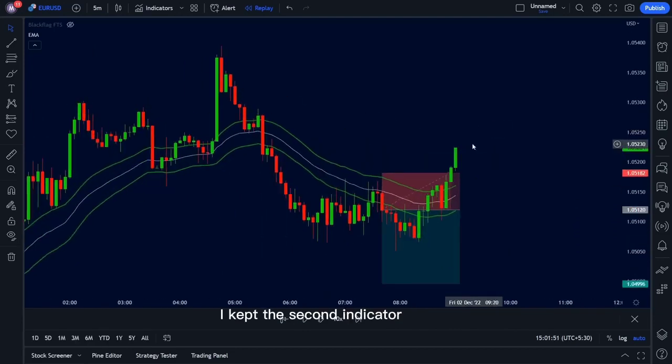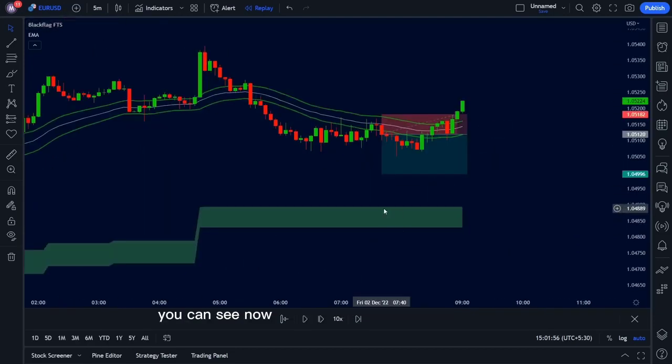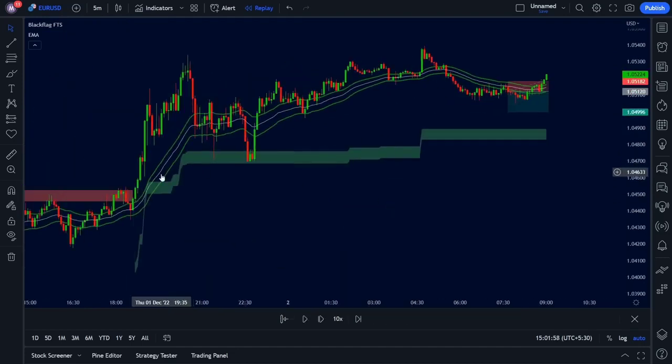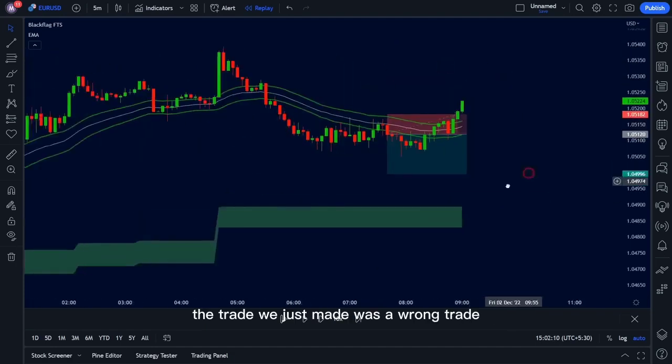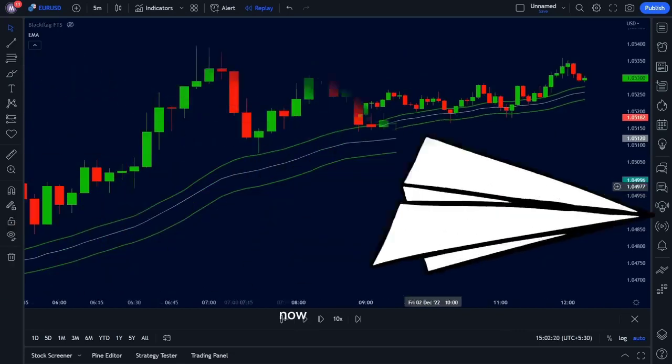I kept the second indicator hidden. You can see now, the second indicator is green color. This means the market is in an uptrend, which allowed us to execute buy trades only. So the trade we just made was a wrong trade. So now you can see.